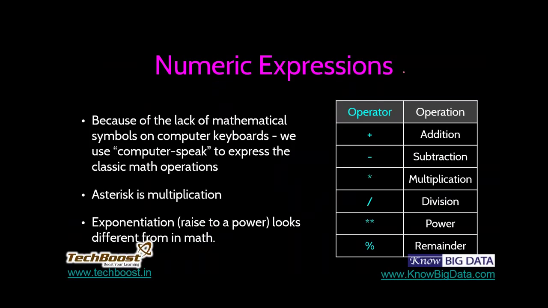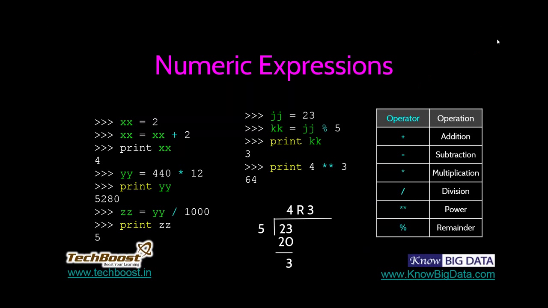Now let's see a few of the operators used in numerical calculation, that is the mathematical operators. So plus represents addition, minus represents subtraction. The star, asterisk, represents multiplication, the forward slash represents division, double star represents the power, and the percentage sign represents the remainder. Now let's see an example which goes through all of these operators.